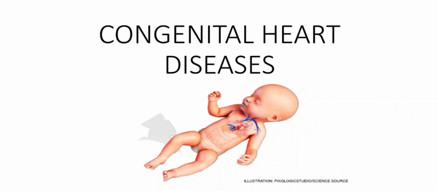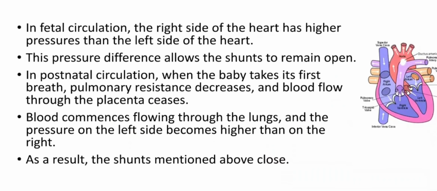Hello everyone, today we'll be discussing an overview on congenital heart diseases. We'll start by looking at the physiology as well as the pathophysiology of fetal circulation. In fetal circulation, the right side of the heart has higher pressures compared to the left side of the heart. This pressure difference allows the shunts to remain open.